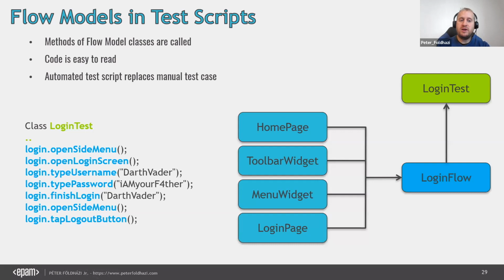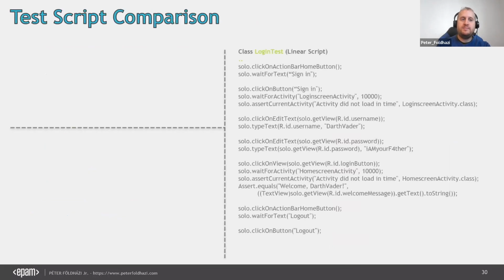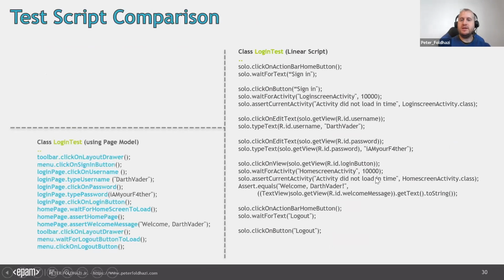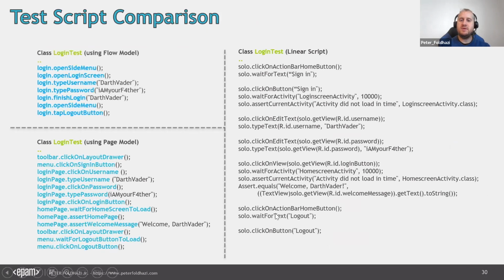And it's also very easy to quickly analyze it and realize what this test case is about exactly. What are the exact test steps? To compare them, on the right side, of course, you can see the linear script. It's much longer and it's not really easy to read. Still not super bad, but it's not so easy to read quickly. The one with the page model is already much more readable and maintainable.